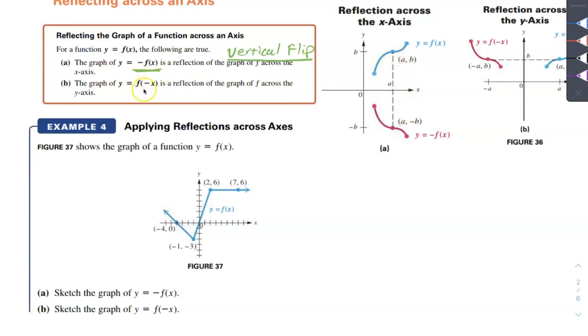When the negative's on the inside, well, inside affects the x values, and you do the opposite. You're dividing by -1, but it's the same thing as multiplying by -1, so it works the same way. So I call that a horizontal flip.